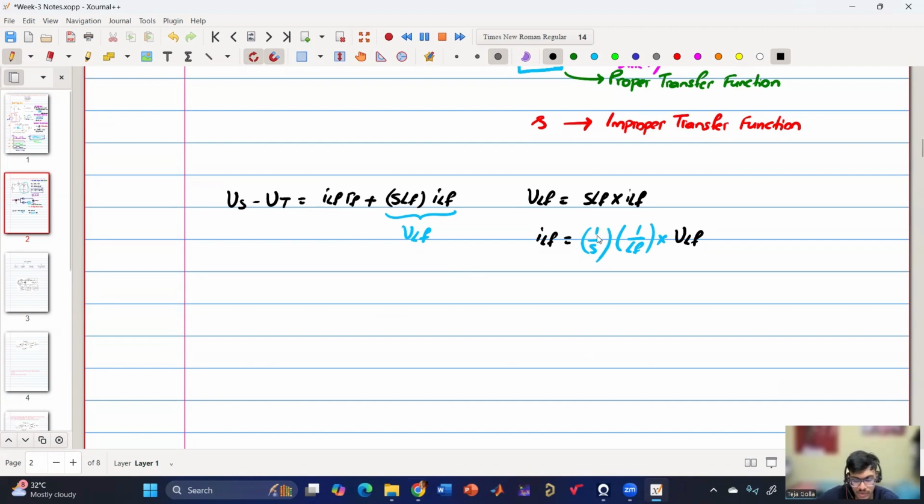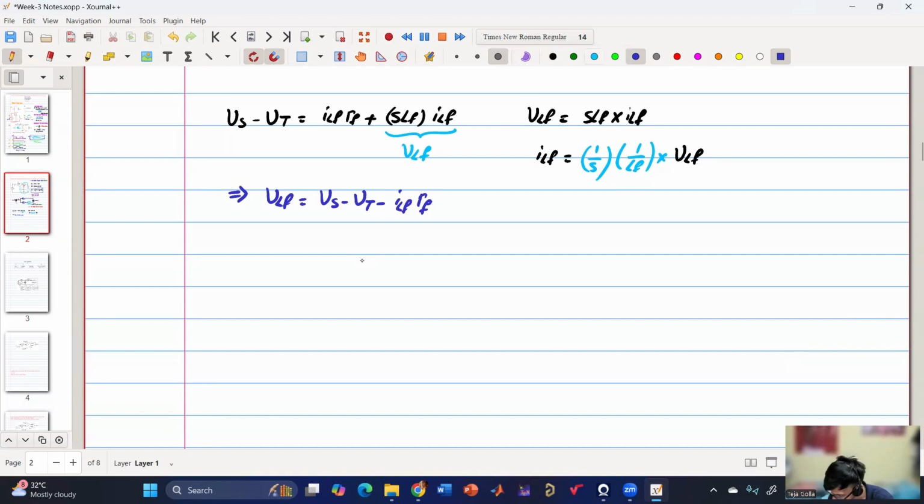So let us start from this. First let us calculate VLF. What is VLF? VLF is nothing but Vs minus Vt minus ILF into RF, right? Everyone agree? What is VLF from here? If I write VLF, I can write VLF is equal to Vs minus Vt minus ILF into RF, right? So consider this as expression 1, consider this as expression 2.